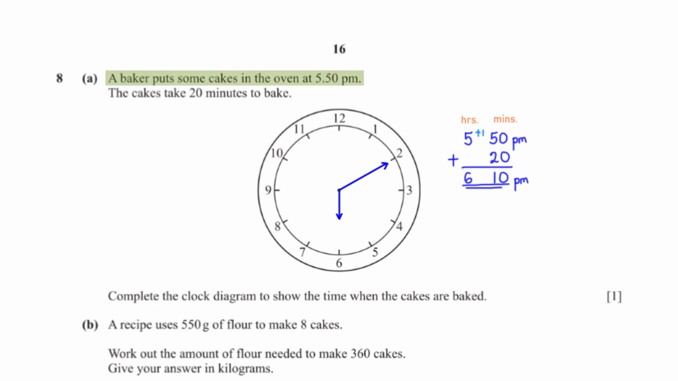A baker puts some cakes in the oven at 5:50 p.m. The cakes take 20 minutes to bake. Complete the clock diagram to show the time when the cakes are baked.